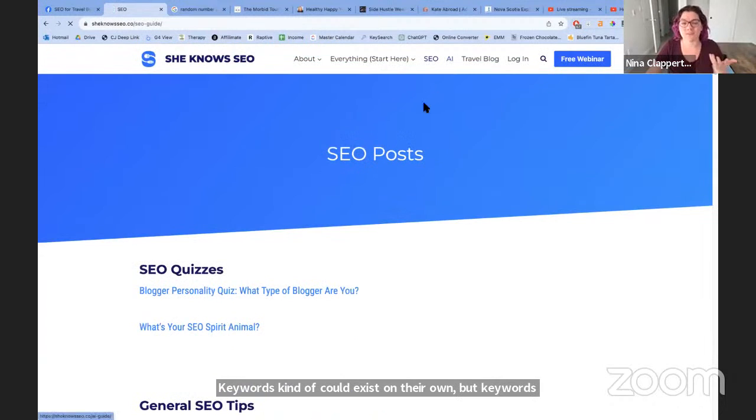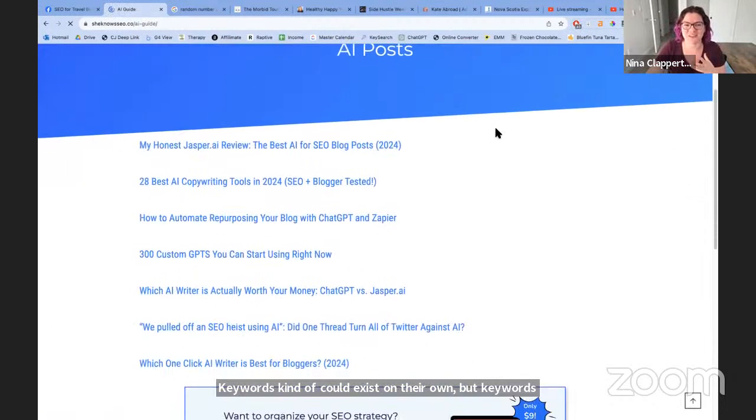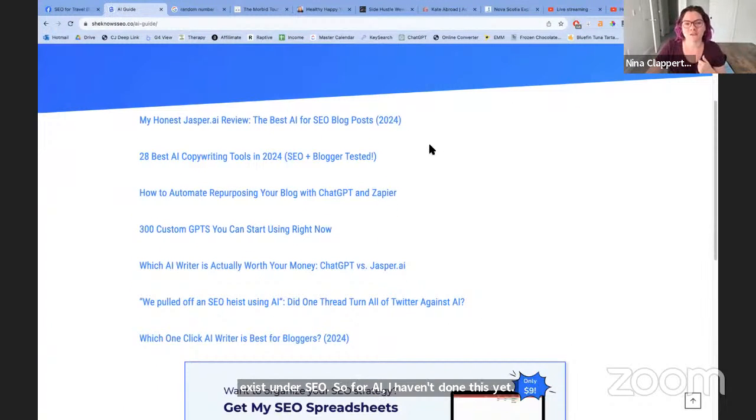So for AI, I haven't done this yet. I need to write some more posts first. But I could have one for ChatGPT. I could have one for Jasper. I could have one for every individual AI writer if I wrote a bunch of posts on them. The reason that we cluster them beyond Google, beyond the topical map, beyond how it helps internal linking down the line because you plan content that can be internal linked, the real reason we do this is for our user.